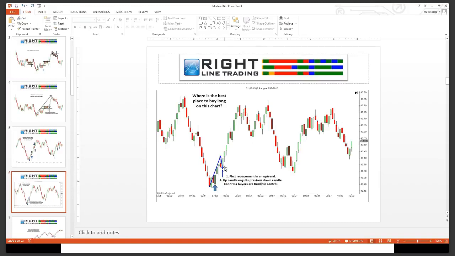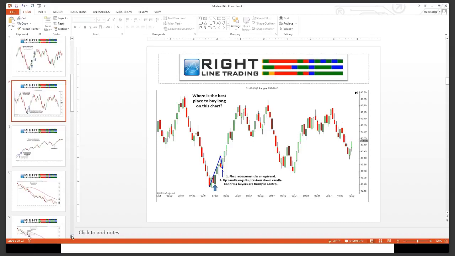And it confirms that buyers are firmly in control. And remember, what's nice about the piercing candle, the dark cloud cover, and the engulfer, is they tell you that you have buying and selling conviction strong enough to give you follow through and stop out all the traders in the counter trend candle, and that's really, really key.